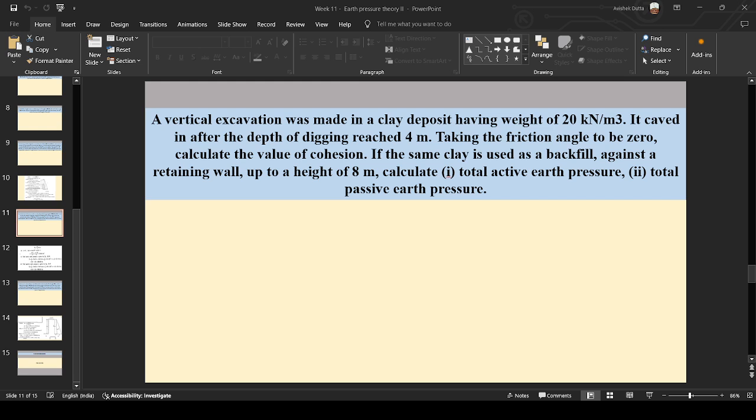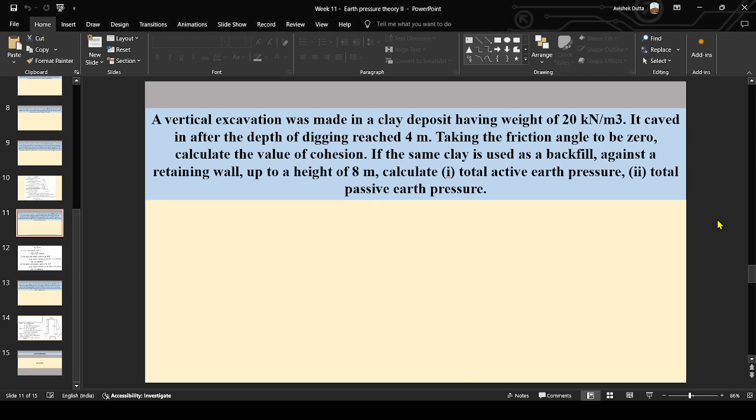A vertical excavation was made in a clay deposit having weight of 20 kilonewton per meter cube. It caved in after the depth of digging reached 4 meters. Taking the friction angle to be 0, calculate the value of cohesion. If the same clay is used as a backfill against a retaining wall up to a height of 8 meters, calculate number 1, total active earth pressure, and number 2, total passive earth pressure.